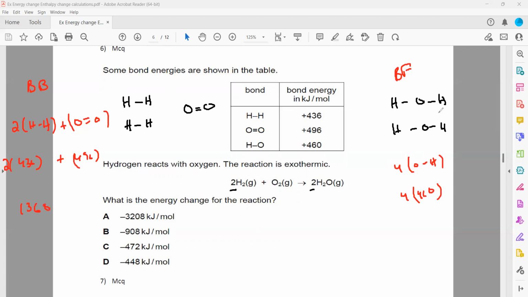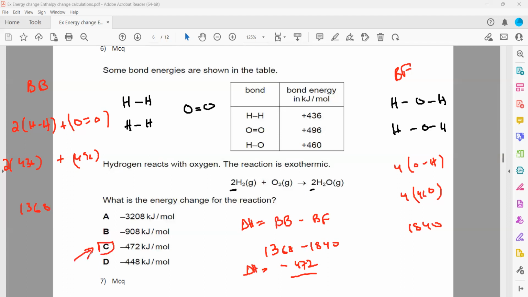1,368, and bond forming energy is 1,840. So we get the energy change, bond breaking minus bond forming. So 1,368 minus 1,840, which is equal to minus 472. Negative 472, which option does it match with? It matches with option C. So C is the right answer.